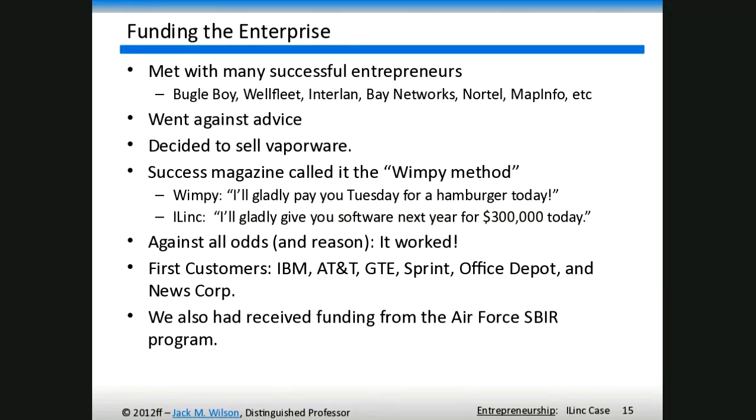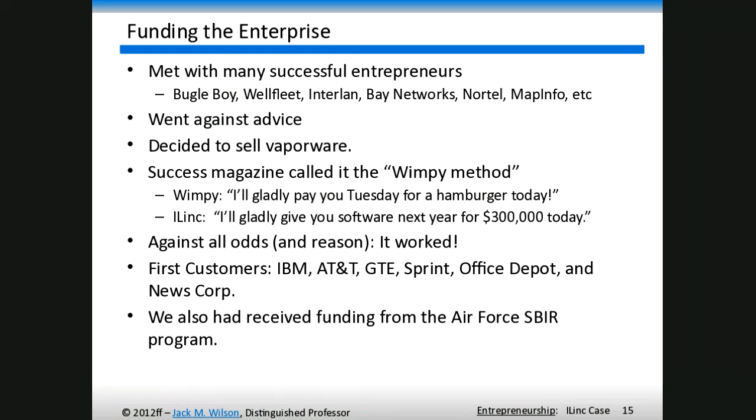Of course, we had to go out and find the money to do this. And we did find that money. We first went out and sold vaporware. We went to companies and said, if you'll give us $300,000 now, in 6 months to a year, we'll give you all this software, but you have to pay in advance. Success Magazine wrote us up and called it the Wimpy method because in an old cartoon, Popeye the Sailor Man, Wimpy was always coming by and saying, I'll gladly pay you Tuesday for a hamburger today. So I'll gladly send you software Tuesday for $300,000 today.